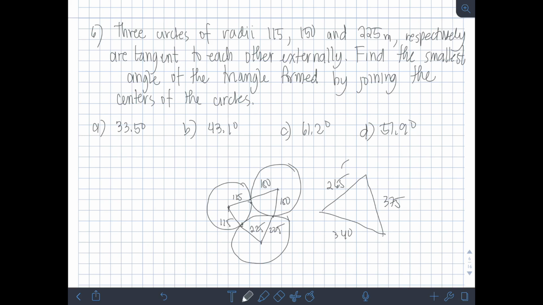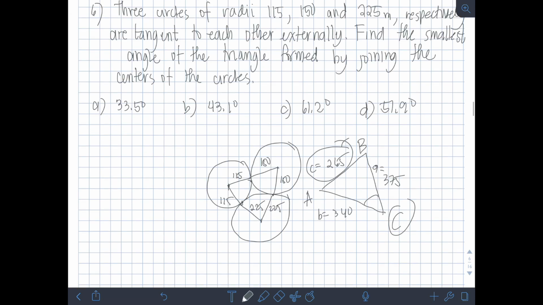Itong 265. Sa pangalan natin, A, B, C na triangle. So, ito si small c, ito si small b, ito si small a. So, since yung pinakamaliit ay itong si side C na 265, therefore, yung pinakamaliit din na angle ay opposite din sa kanya, itong angle C. So, solve natin si angle C. So, paano natin masasolve si angle C? So, pwede tayong gumamit ng cosine law.